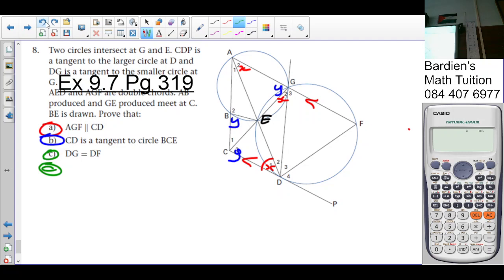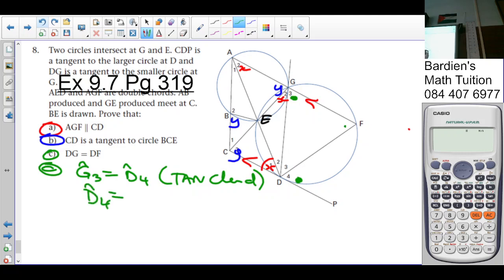So I'm not going to bring a variable in. I already got X's and Y's. So I can just say that G3 is equal to D4. Why? Tan chord theorem. Then we're saying that D4 is equal to angle F. Why? Alternate angles, with AF being parallel to CP.